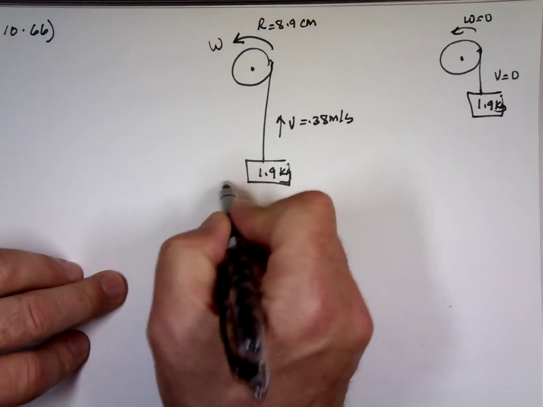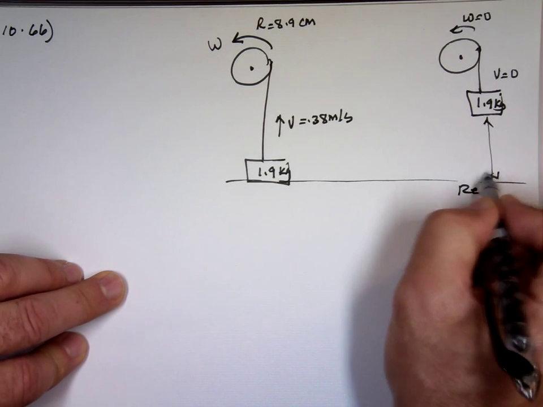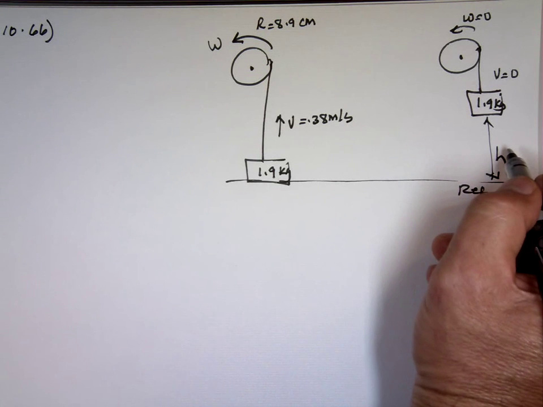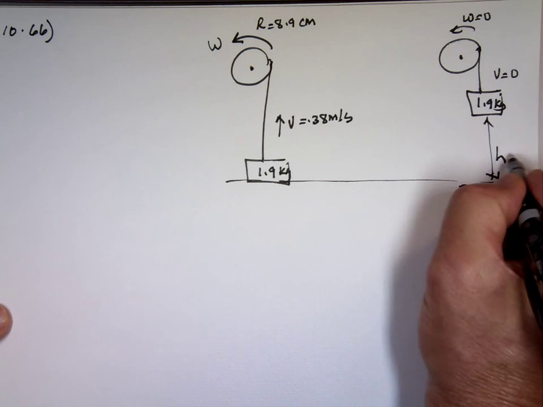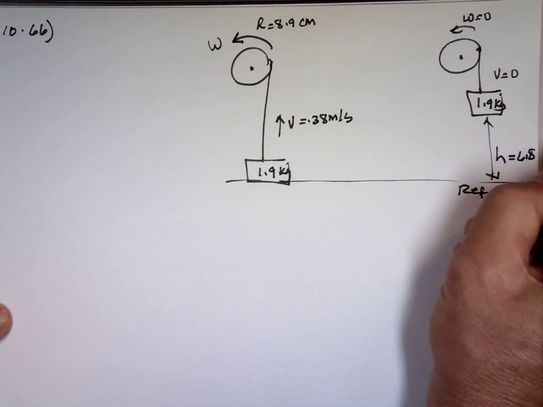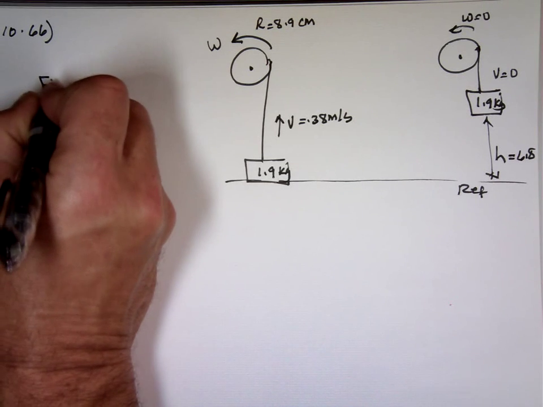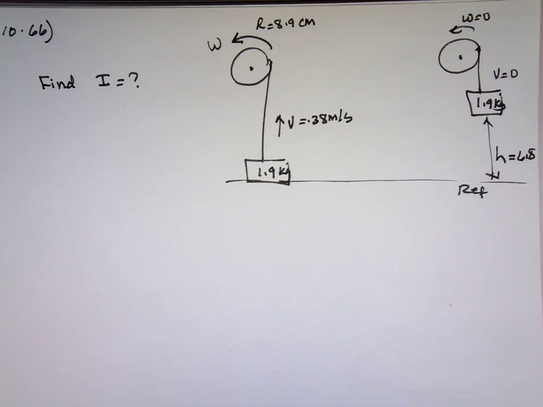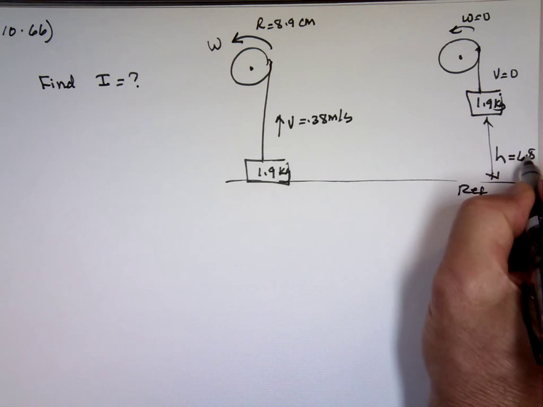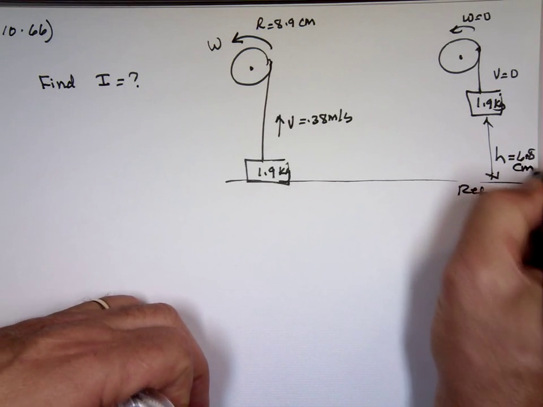If I use this as reference, probably the question is, how high is it going to go? Oh, no, we're given the height. They changed the question here. It moved up 6.8 meters. Can you find what the inertia is for the pulley? We know it moved up 6.8 meters. That's a decent amount. Oh, 6.8 centimeters, my mistake. 6.8 centimeters, not meters.